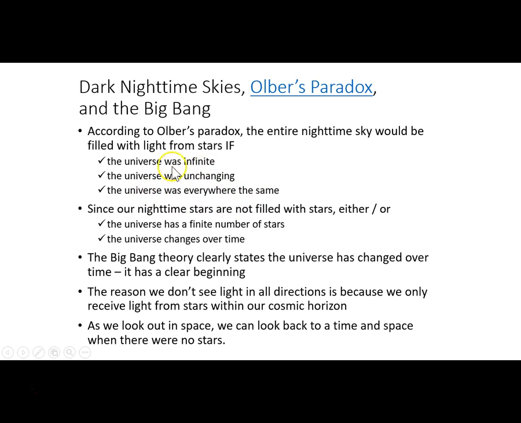But it's not. So in other words, the way Olbers' paradox goes is, since we don't see stars everywhere, the universe must have a finite instead of infinite number of stars, and the universe does indeed change over time. Again, consider that stars have life cycles. Okay, so that's Olbers' paradox.